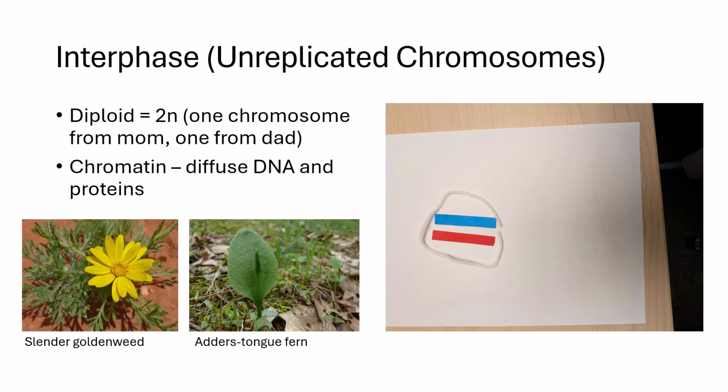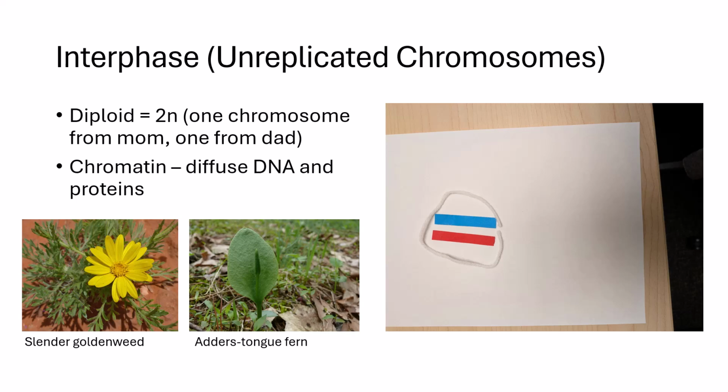Here I am modeling interphase. The string represents the nuclear envelope, and each paper strip represents an unreplicated chromosome. We have a red and blue strip of paper, which signifies a diploid chromosome pair, denoted as 2N. The red paper is the chromosome contributed by mom, and the blue one is the chromosome contributed by dad.